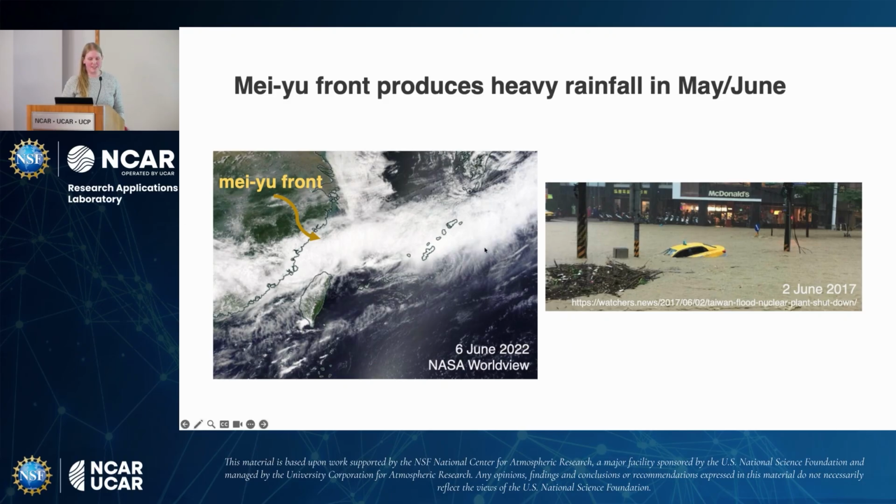This case on the left is from PRECIP. This is one of the dates we'll be looking at. This picture on the right is from 2017, which had a very strong Mayu frontal event causing lots of flooding. So this can really affect loss of life and property in the Taiwan area. It's called Mayu in China and Taiwan, I think Changma in Korea, and Baiyu in Japan.